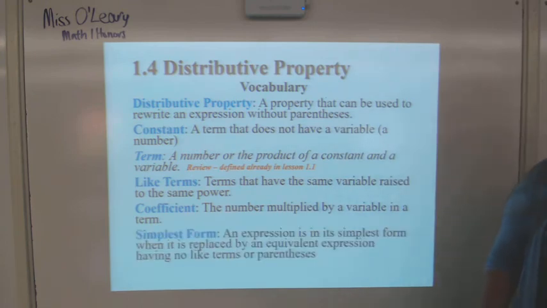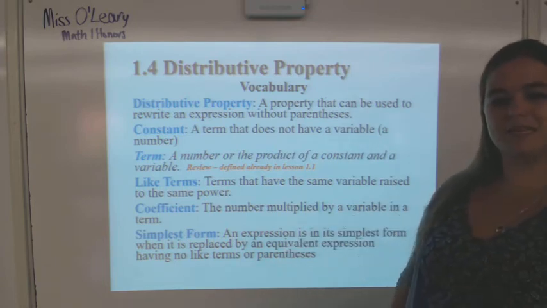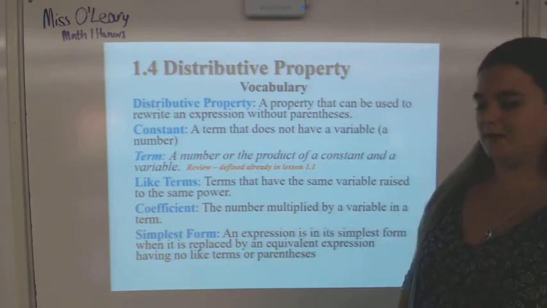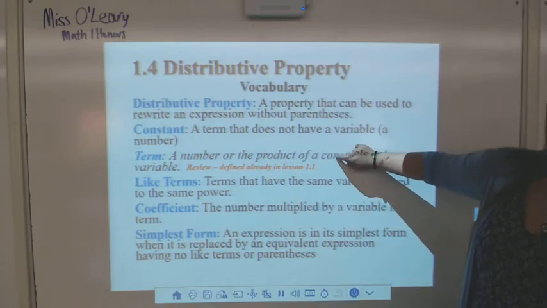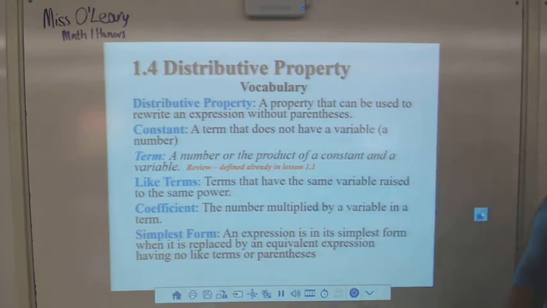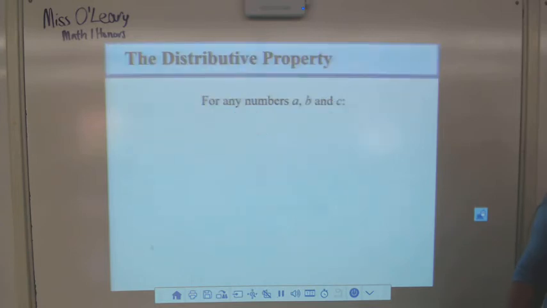And our final vocab word is simplest form. When I'm talking about the simplest form of an expression, I'm talking about an expression that has been replaced by an equivalent expression that no longer has any like terms that are separated or parentheses or other grouping symbols. So simplest form, we also use that same term when we're talking about fractions, but today we're talking about the simplest form of an expression, not the simplest form of a fraction. Pause here so you can get these terms written into your notebook. Remember, you do not need to write this one down because it should be in your notebook from 1.1. When you're ready, press play.